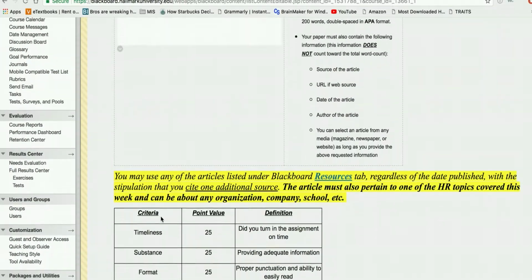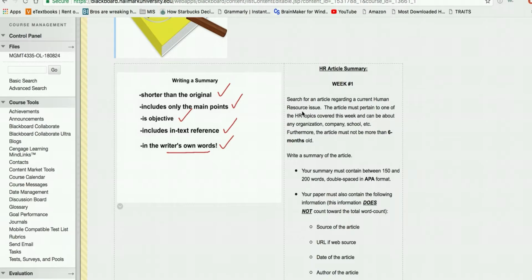And as you look down here, it gives the instructions. Search for an article regarding a current human resources issue. The article must pertain to one of the HR topics covered in this week and can be about any organization, company, school, etc. Furthermore, the article must be not more than 6 months old. If you want to do something that's more than 6 months old and we find it compelling and interesting, then yes, I would say let's go ahead and do it. But run that by me before you do.